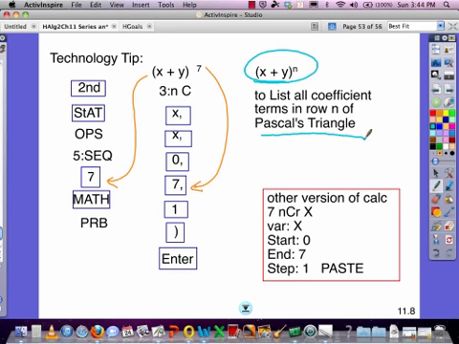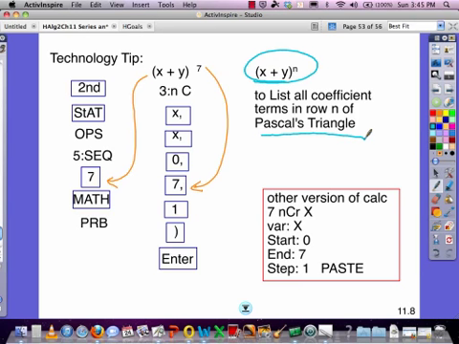3 colon NC, because that helps us do the combination. Then it's just x, 0 is where we're starting, going to 7, counting each term at a time. We want them one term at a time, and close that parenthesis and hit enter. I'm looking, when did we open the parentheses? So there might be a typo here. But jot that down, and when we get to class, we're going to go over that again.